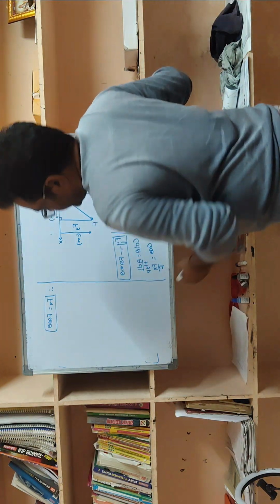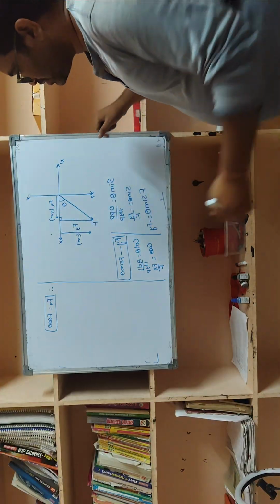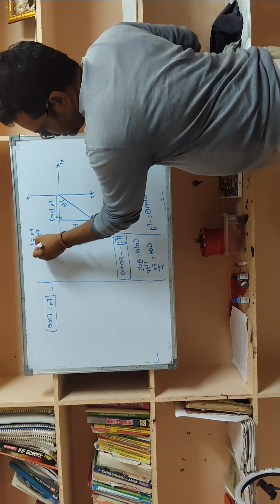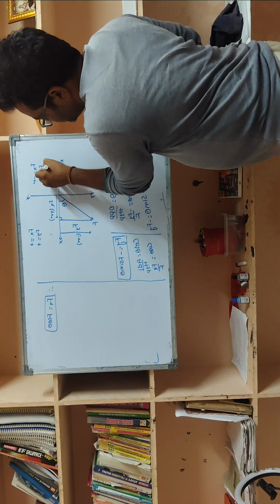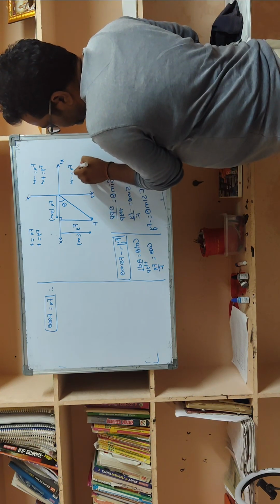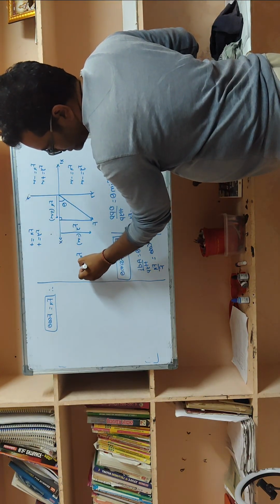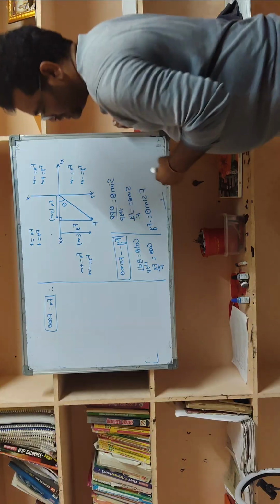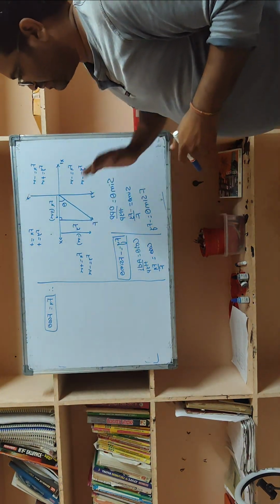You have observed that in the first quadrant Fx and Fy are positive. In the second quadrant Fx is negative and Fy is positive. In the third quadrant Fx is negative and Fy is negative. And in the fourth quadrant Fx is positive and Fy is negative. That is the first quadrant, second quadrant, third quadrant and fourth quadrant.